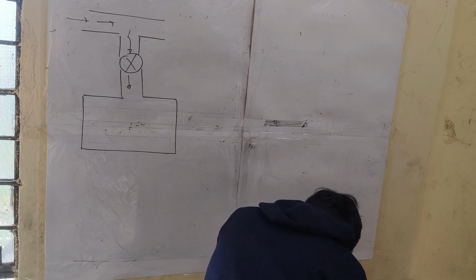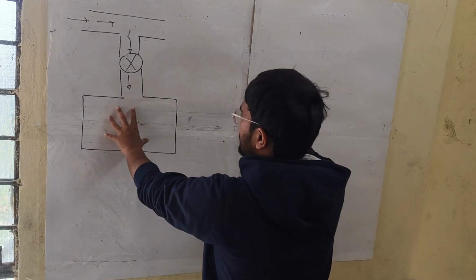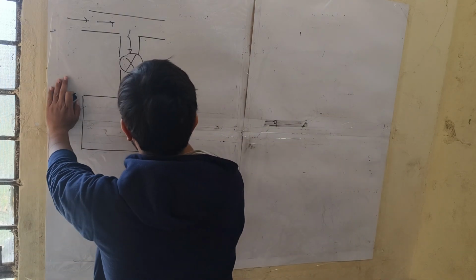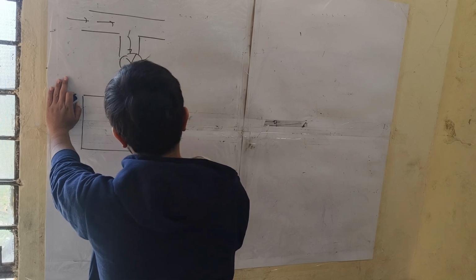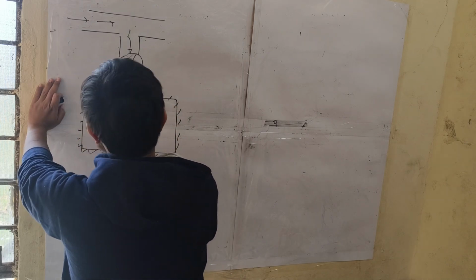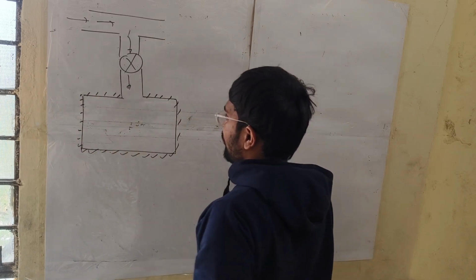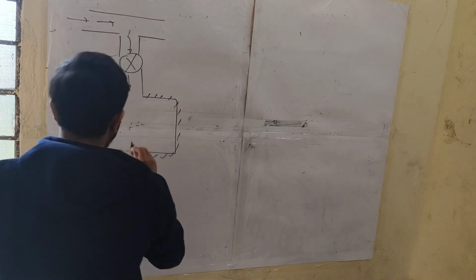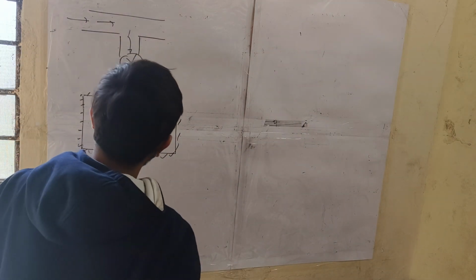Basically, a rigid insulated tank is given. It is rigid, and insulated means there is no heat transfer through the wall. And evacuated means the initial mass is 0.